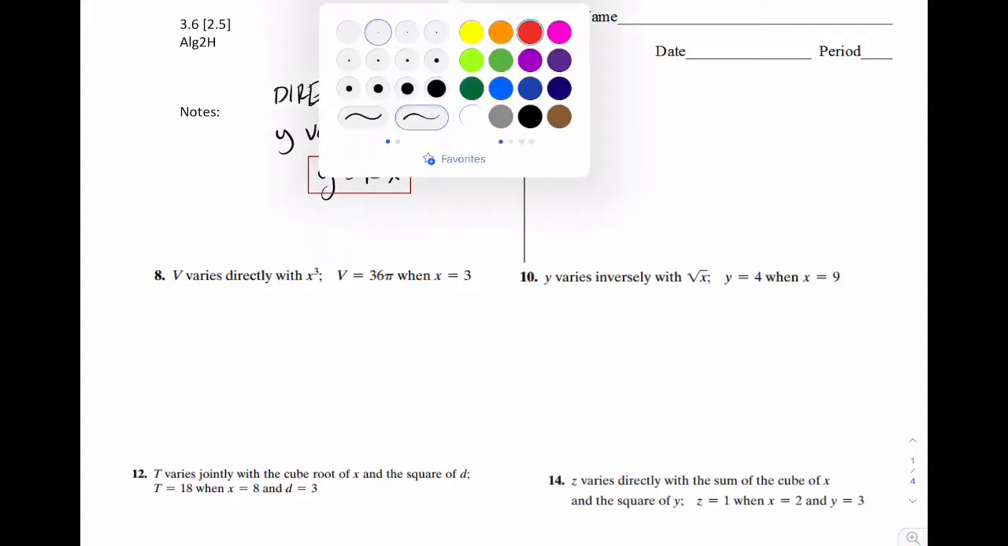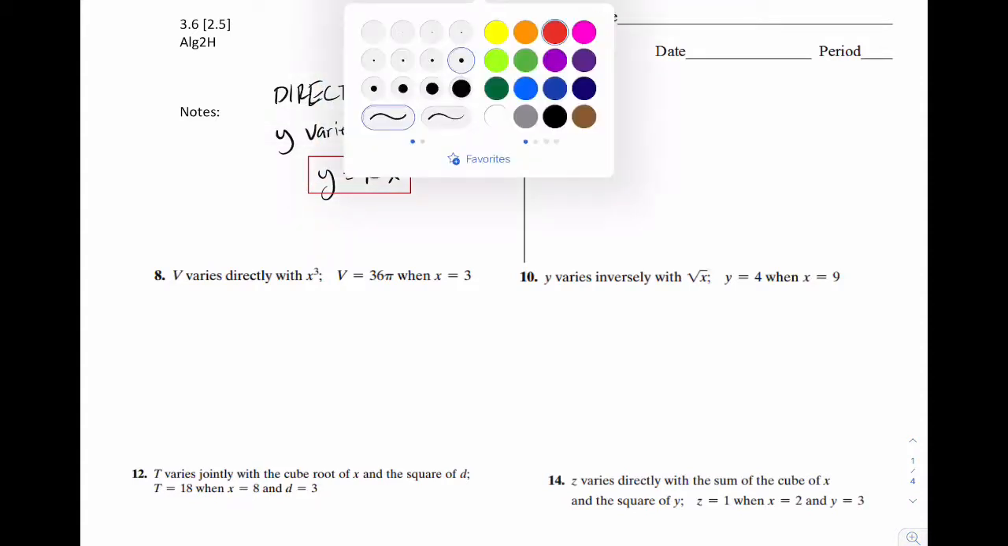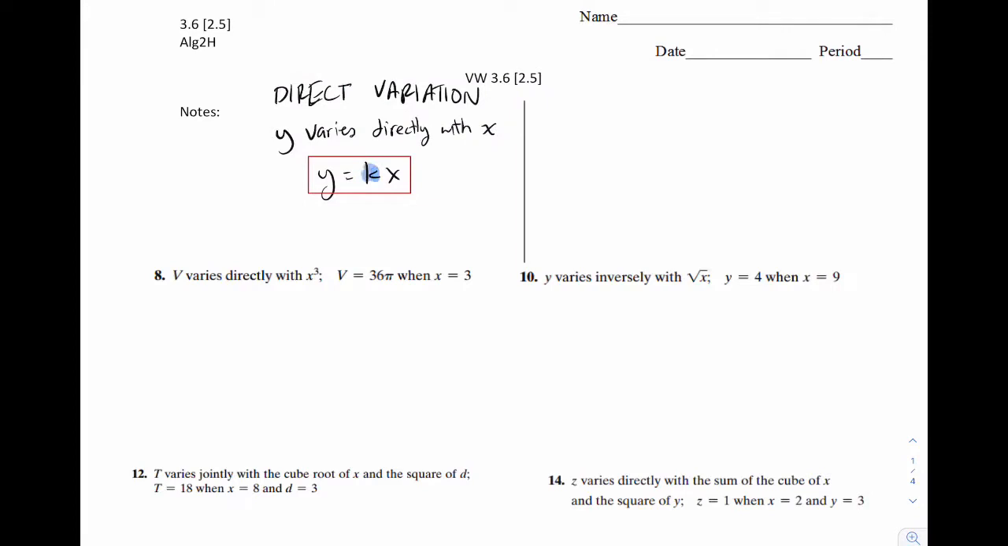A couple of things to note here. This k, that's called your constant of proportionality. This is a fancy word for constant. So for direct variation, the basic idea is this. If y goes up, x should go up. That's the basic idea whenever you have a direct variation.